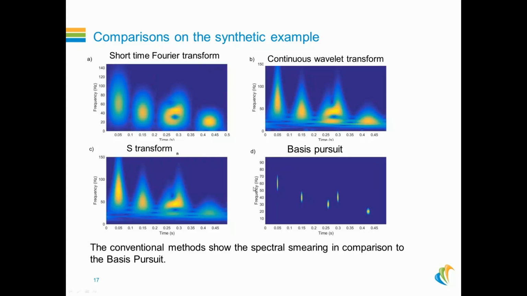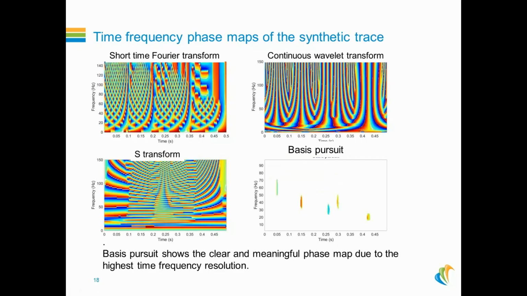So the conventional methods show spectral smearing that's happening here. And well, basis pursuit does not have that issue. Here is an output of time frequency phase maps of that synthetic trace that we generated. So similar again, time versus frequency, and basis pursuit gives more clear and meaningful phase map because it has the highest time frequency resolution.